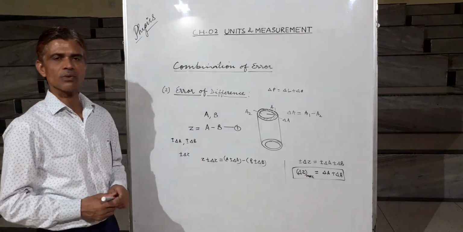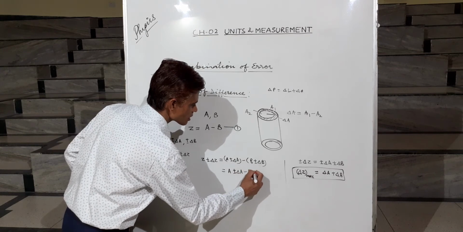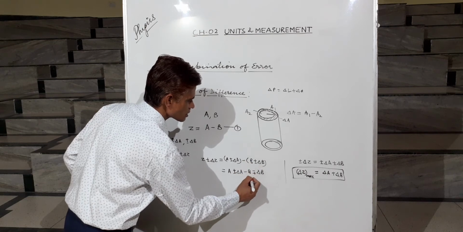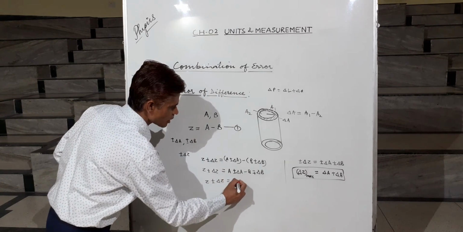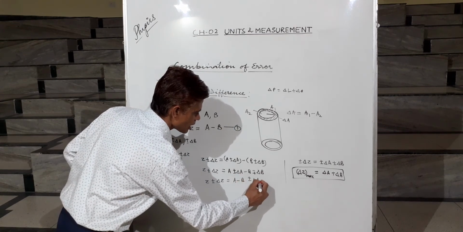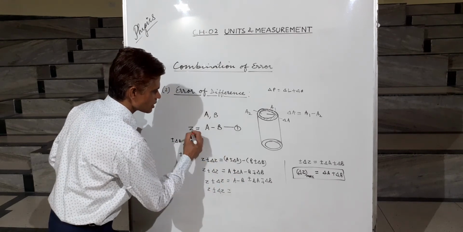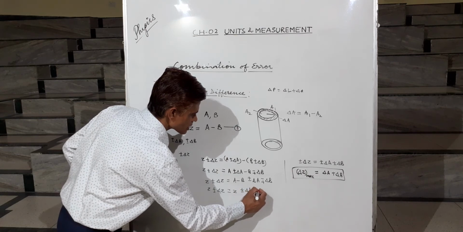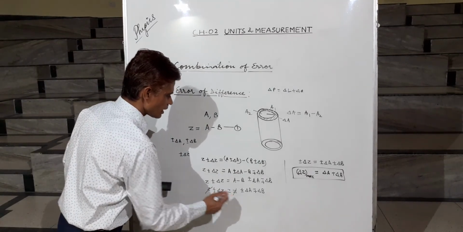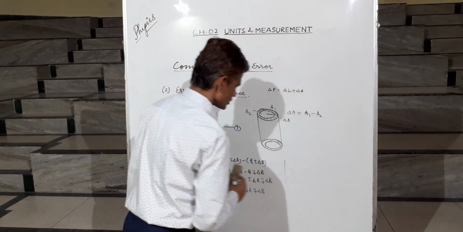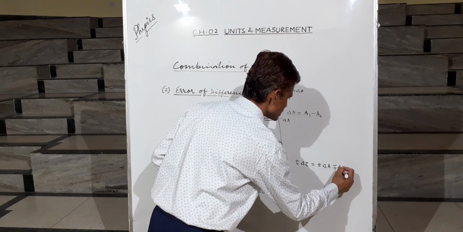With errors, this equation can be written in this way: A plus minus delta A, minus B, and this will become minus plus delta B. Now this can also be written as Z plus minus delta Z is equal to A minus B, plus minus delta A and minus plus delta B. Now you know that from equation 1, A minus B is equal to Z. So we can write Z plus minus delta A minus plus delta B. Now this Z will be cancelled and therefore we can write plus minus delta Z is equal to plus minus delta A minus plus delta B.